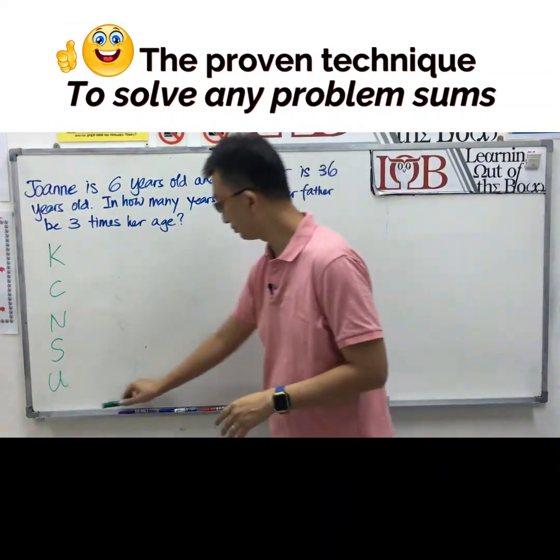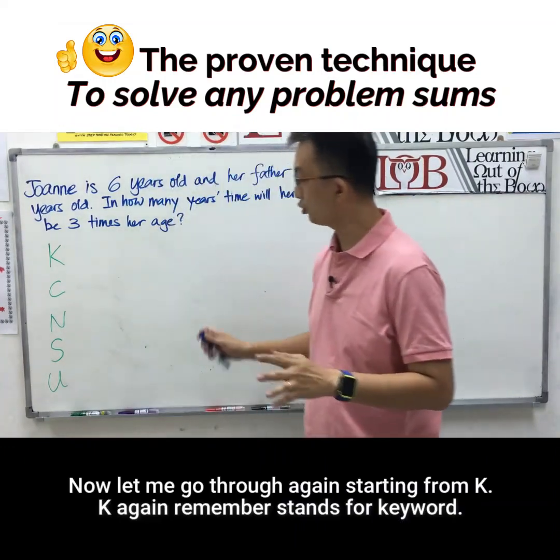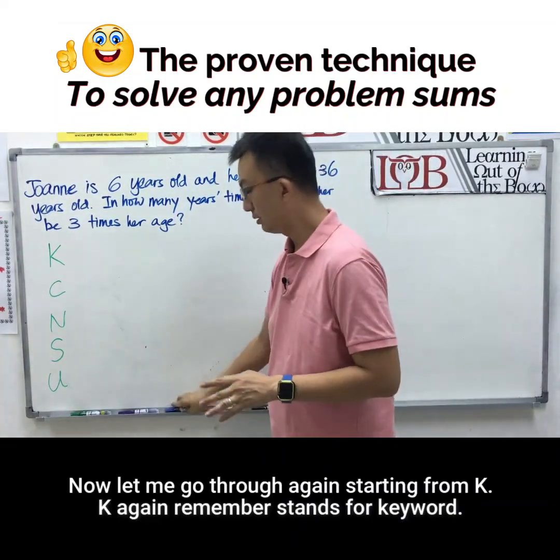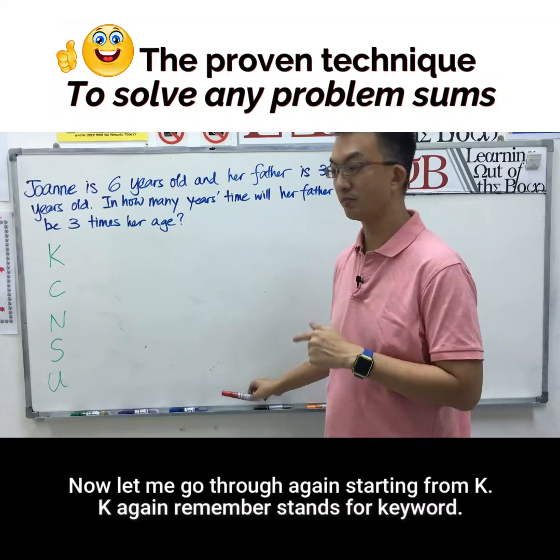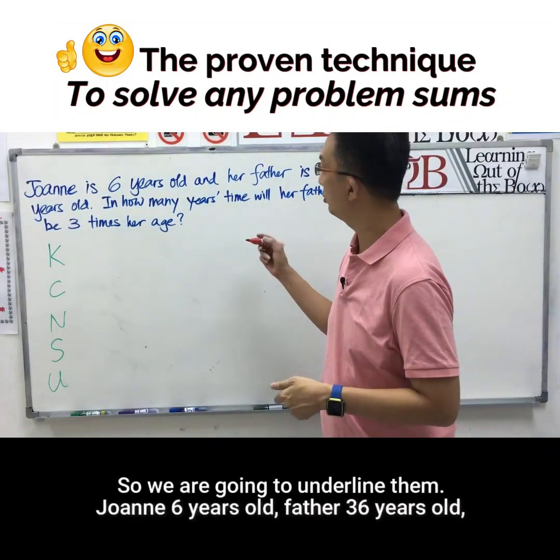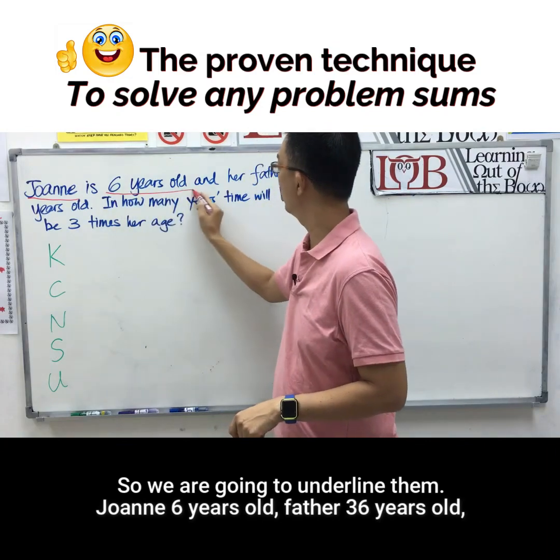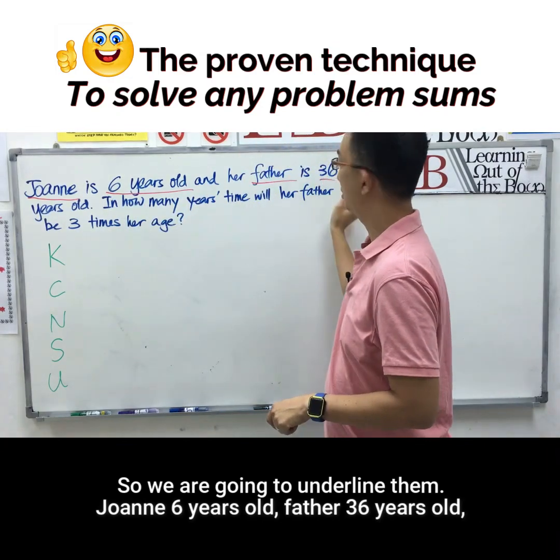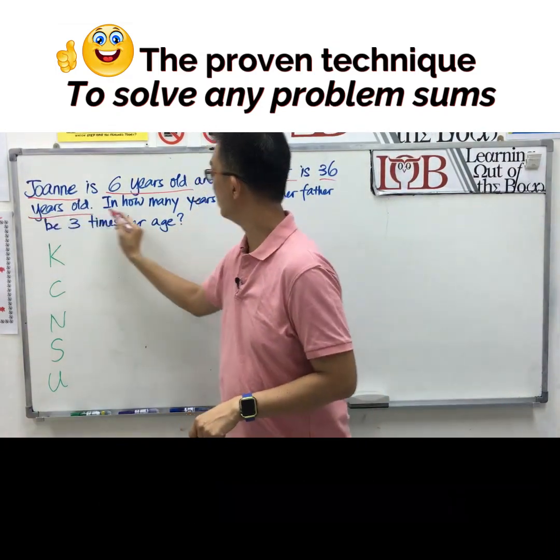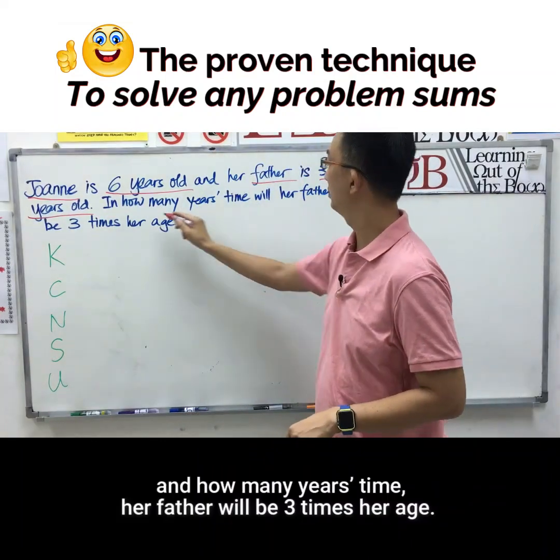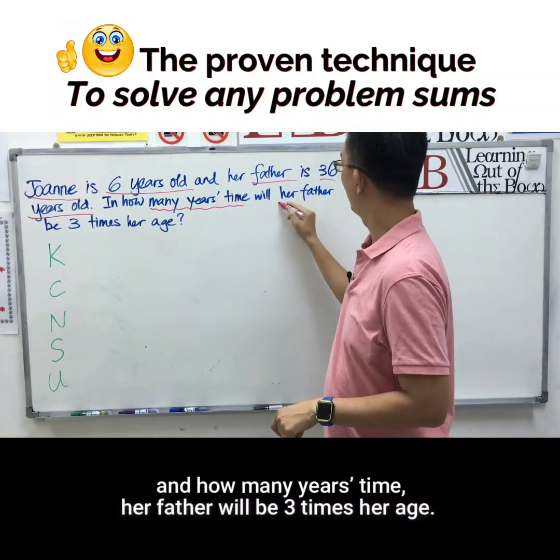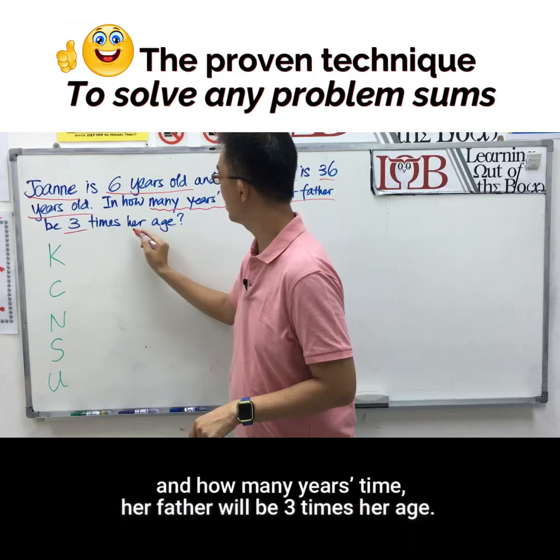Okay, so now let me go through again, starting from K. K again, remember, K stands for keyword, right? So we are going to underline them. Joanne, 6 years old, father, 36 years old, and how many years' time? How many years' time will your father be 3 times her age?